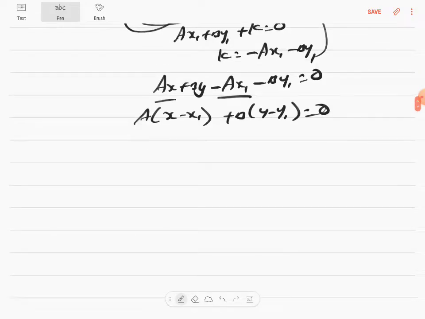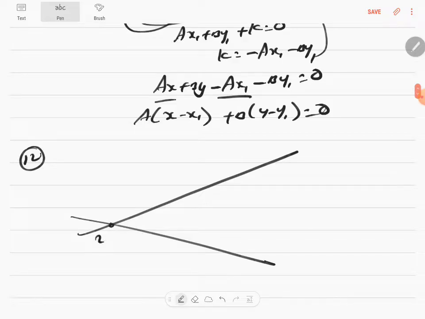Let's go to sum number 12. Two lines passing through the point (2, 3). Both of them are passing through the point (2, 3), and they're intersecting at an angle of 60 degrees. This angle has been given. The slope of one line is given to be 2. The slope of the other line they're asking, and you don't know what the slope is. Let's keep it as m.